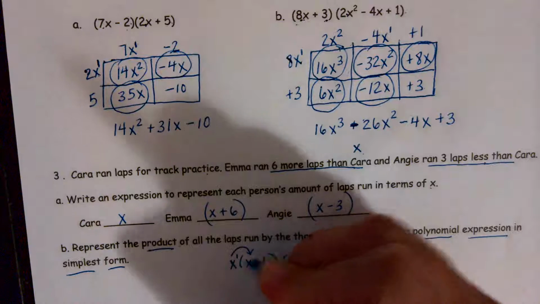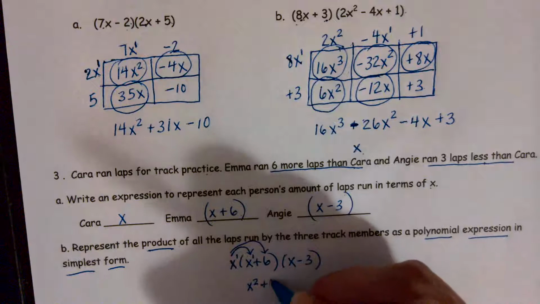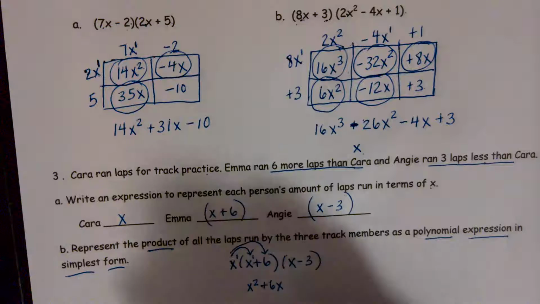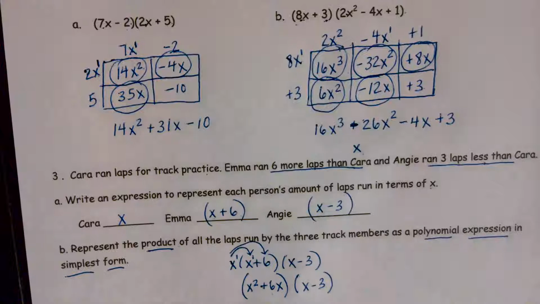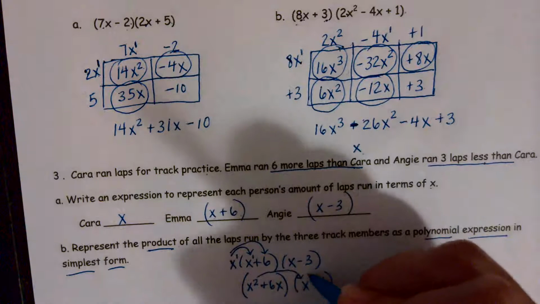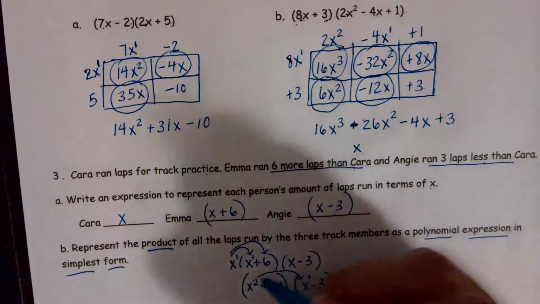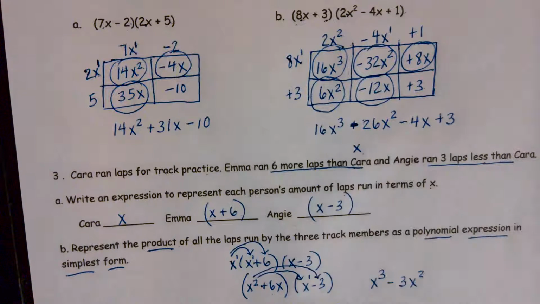So x to the first times x to the first is x squared, and x to the first times 6 is a positive 6x. But I still need to multiply this by x minus 3. So let's keep this answer in parentheses and x minus 3. I'm going to do this with the distributive property, but if you want to do it with a box diagram, you could do that as well. So x squared times x to the first is going to be x to the third. x squared times a negative 3 is negative 3x squared.